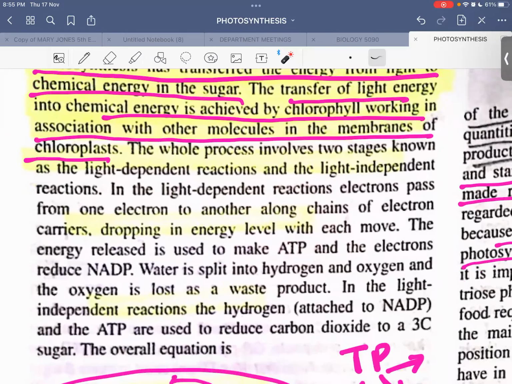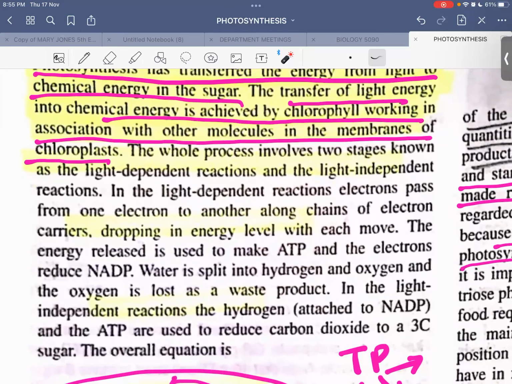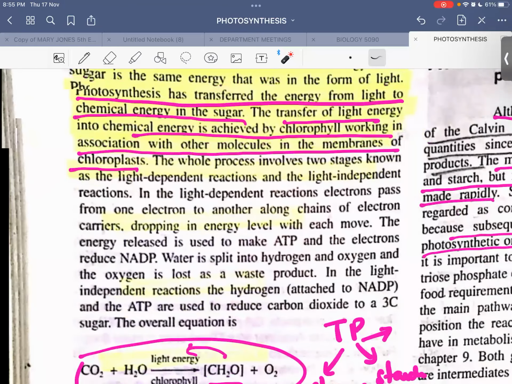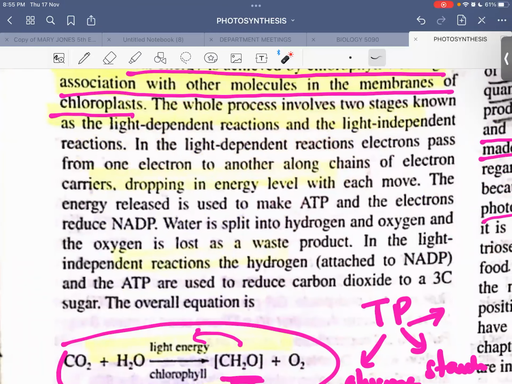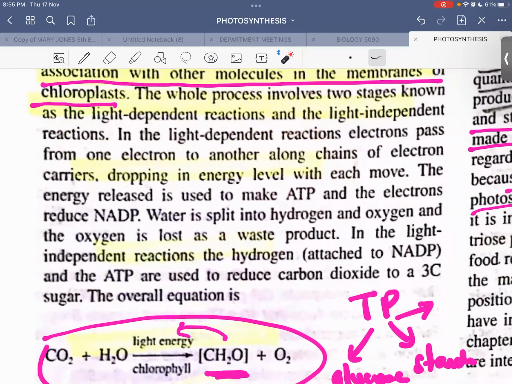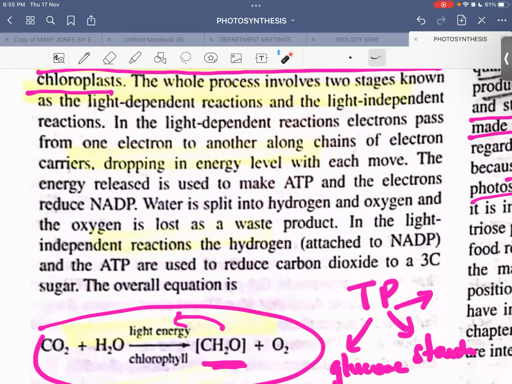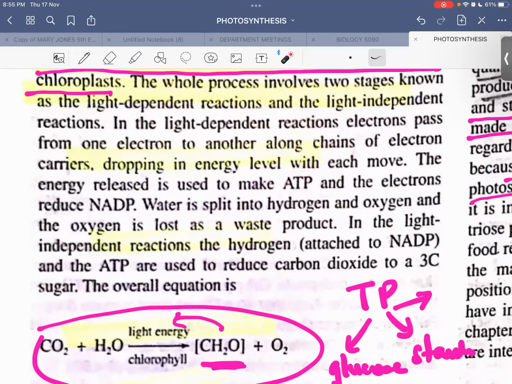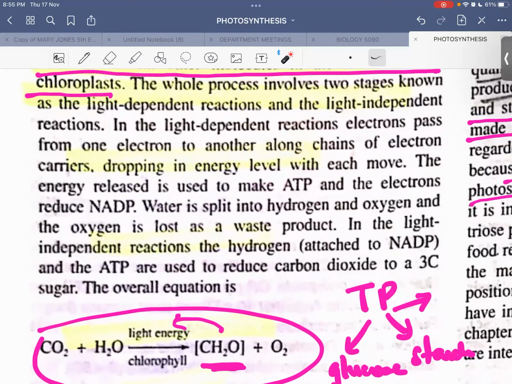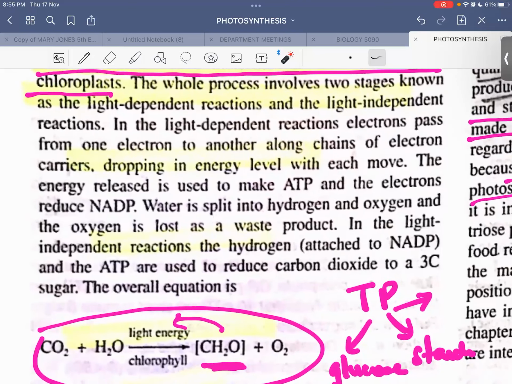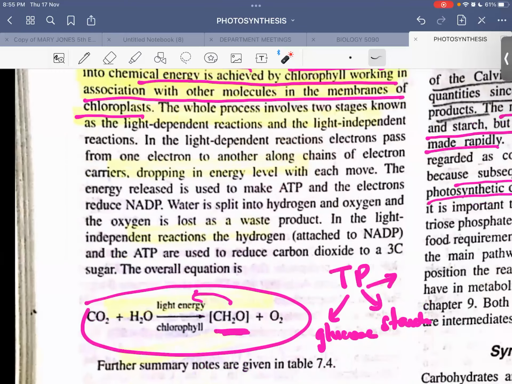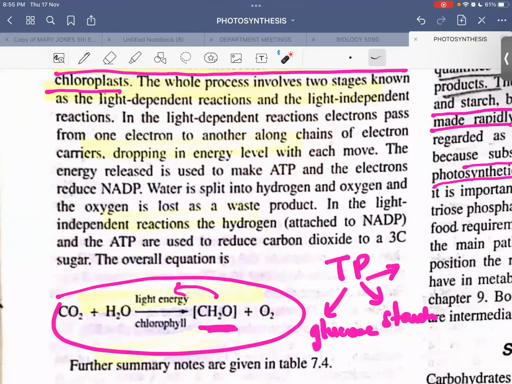The whole process involves 2 stages known as light dependent and light independent. क्या किया हमने light dependent में? In light dependent reactions, the electrons pass from one electron carrier to another along chains of ETCs, dropping in energy level with each move, and the energy release is used to make ATP and the electrons reduce NADP. Water is split into hydrogen and oxygen, and the electron is lost as a waste, and the oxygen is lost as a waste product. In the light independent reactions, the hydrogen attached to NADP and the ATP are used to reduce carbon dioxide to a 3 carbon sugar.